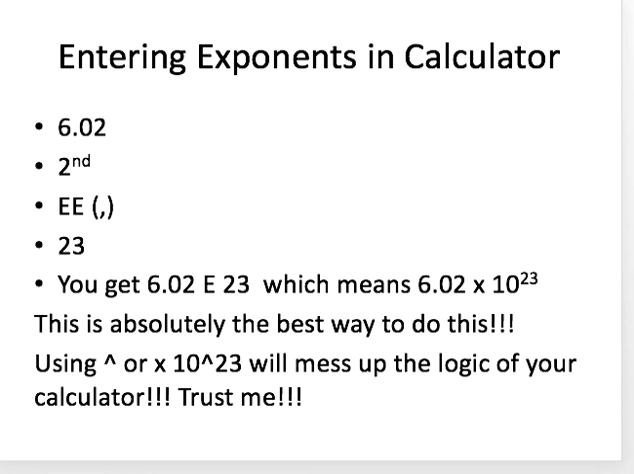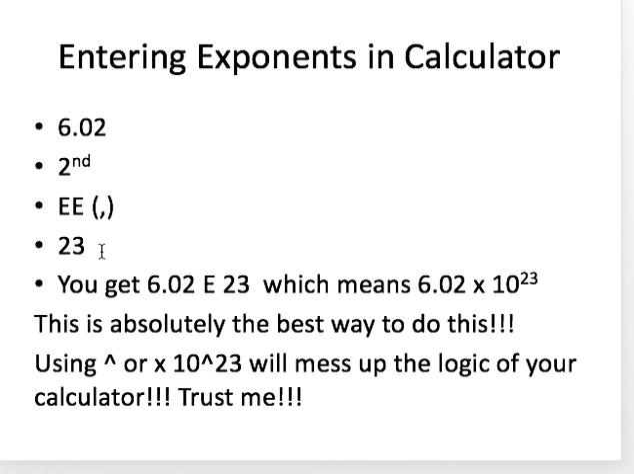Now, when you need to use this number in your calculator, I think we've gone through this before, but I've put the procedure at the bottom of the first page of notes. So you're going to want to enter it as 6.02, and then find the second button on your calculator and this EE button. It's above the comma, and put in 23.